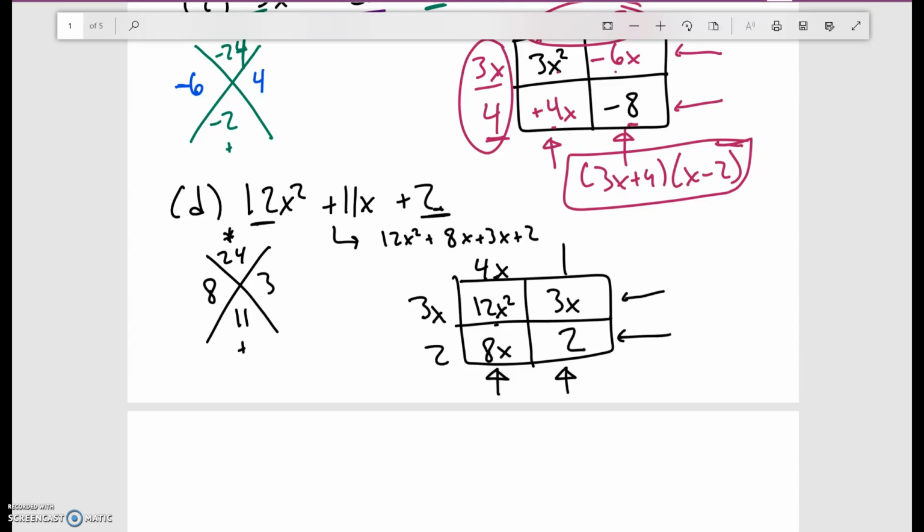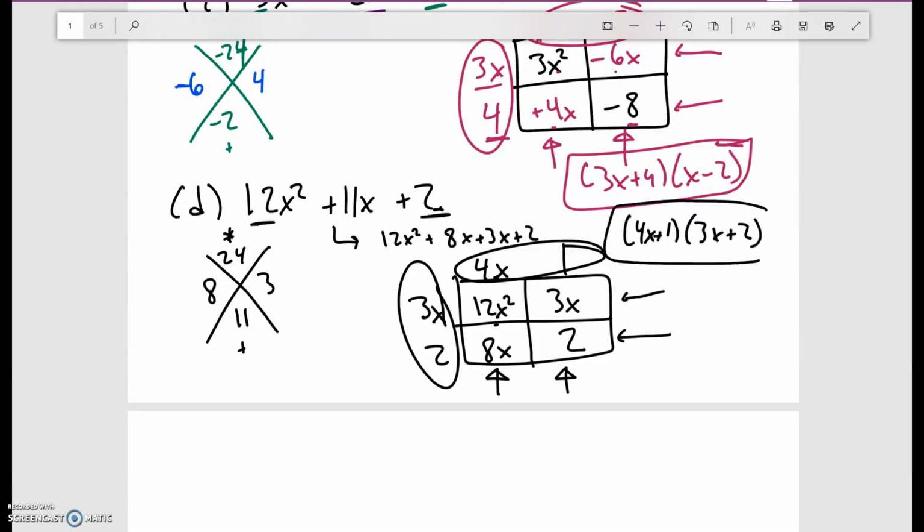So what I'm going to get is these two terms. So it's going to be 4x plus 1 times 3x plus 2. This is going to be the factored form. Okay, all right, and that's it. So hopefully these extra problems helped. If they didn't help, just try to practice a little bit more, because practice makes perfect.